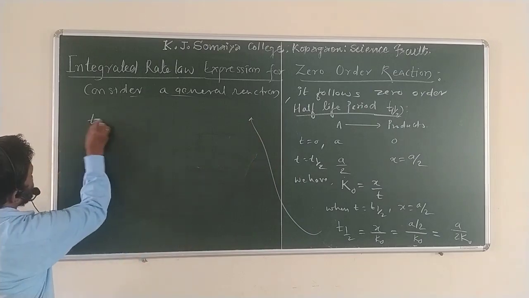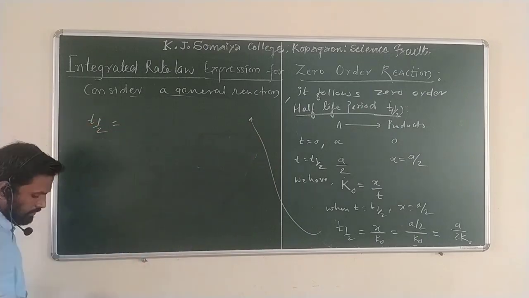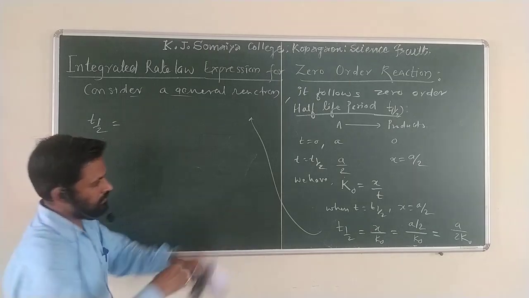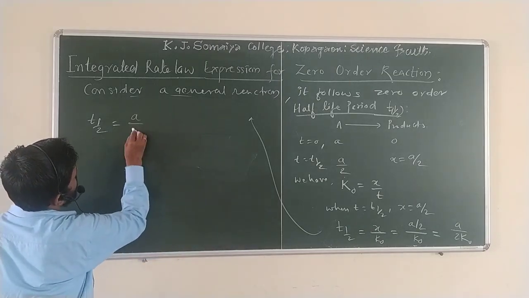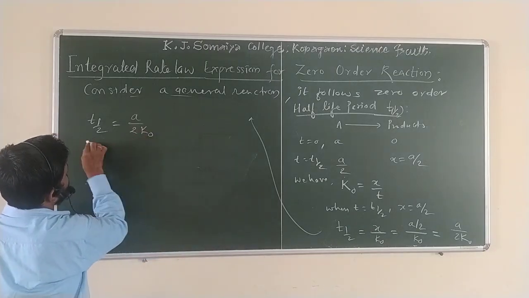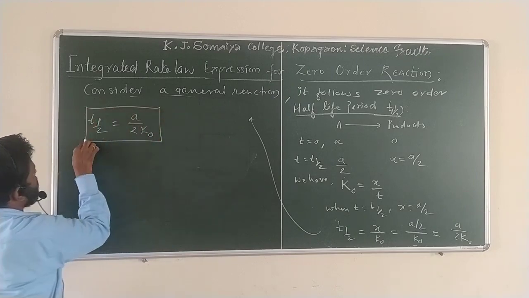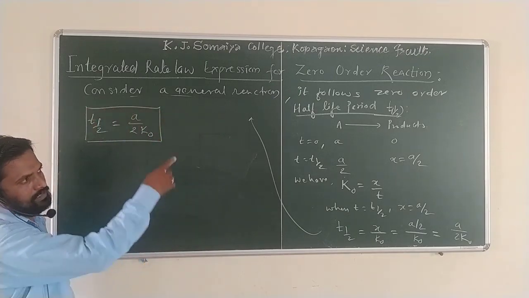So here t half is equal to, after simplifying, what you will get? a upon 2k0. This is the equation for the half-life period of a zero order reaction.